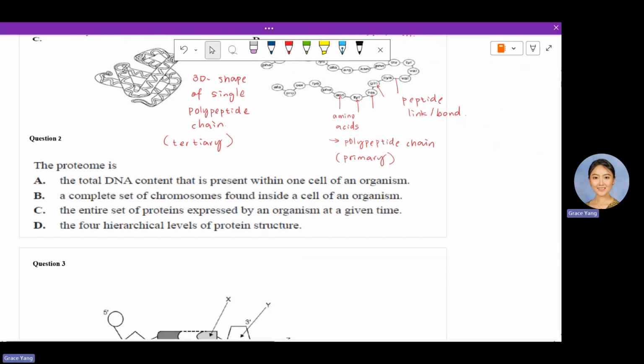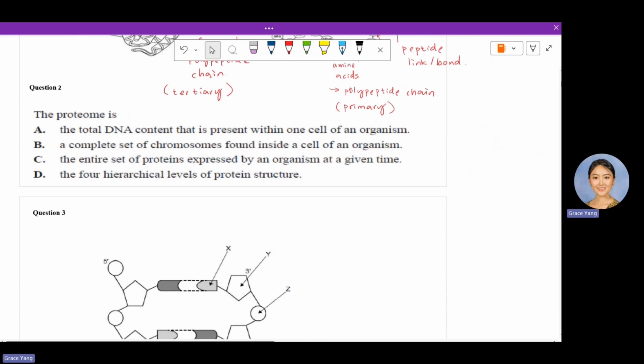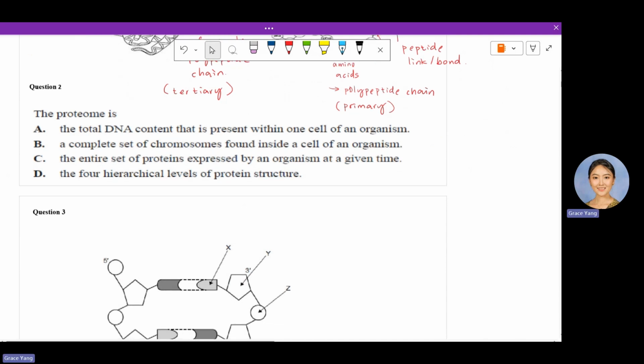All right, moving on to question 2. This looks like a definition question. So the proteome is, well, let's have a look at option A. The total DNA content that is present within one cell of an organism. That can't be right because total DNA content is the genome. A lot of times, by doing multiple choice questions that test your definitions, you can actually revisit a lot of other definitions for other terminologies by looking at the other options. So here, if you want to learn the definition for genome, that will be option A.